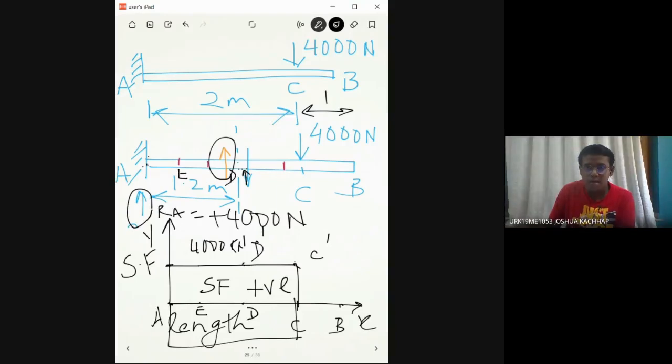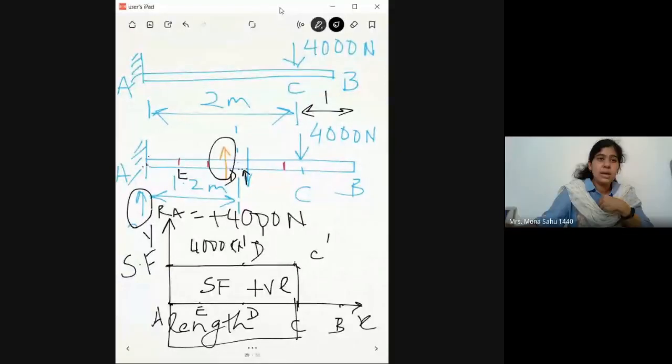Ma'am, I had one question as well. If it had been a uniformly distributed load, then reactions occurring at D and E would have been different, right? Yes, you're right. For example, if there is a UDL here, your diagram will change like this, because it's a varying load. It will not be the same throughout. We'll see it in detail in the next class.